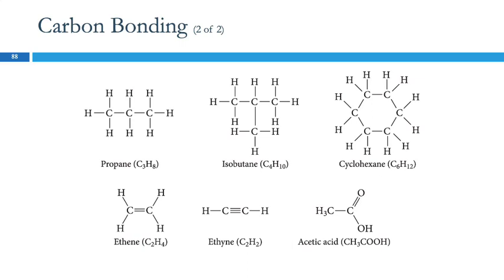So we're going to be using suffixes "-ane", "-ene", and "-yne", and those tell us about the types of bonds. So if it says "-ane" at the end, like propane, isobutane, cyclohexane, it only has single bonds between the carbons. If the name has "-ene" at the end, that means there's at least 1 double bond. If it has "-yne" at the end, there's at least 1 triple bond. And then when you've got other elements in there, then there's other patterns, and we're not going to worry about that.